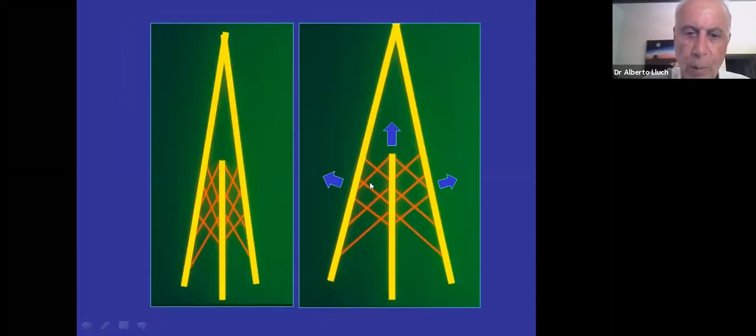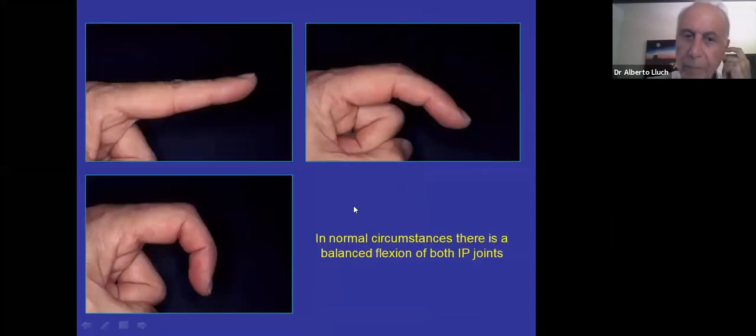So this is a drawing of this interconnective tissue between the central slip and the lateral bands that should allow the central slip to go distally and the lateral bands to go also distally, but move to the sides. So this distance widens when the finger flexes.